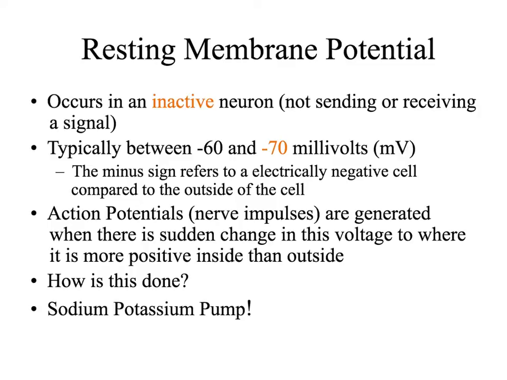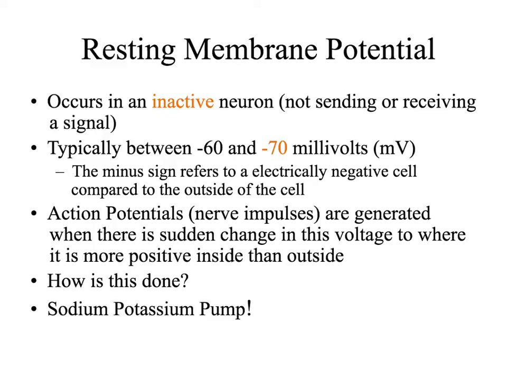All right, a resting membrane potential occurs in an inactive neuron. An inactive neuron is a neuron that is not sending a signal and is not receiving a signal. A resting membrane potential is typically between -60 and -70 millivolts, which is abbreviated mV. The minus sign refers to an electrically negative cell compared to the outside of the cell.